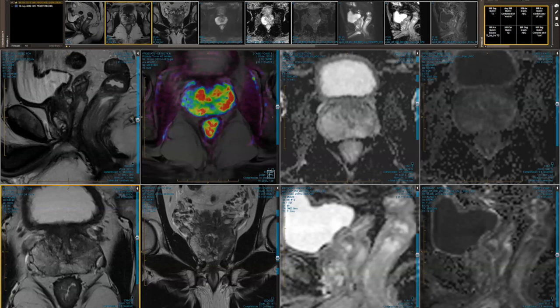Okay, so we have a Siemens Skyra. We use a body coil only, no endorectal coil. We use a sagittal, axial and coronal T2 image. And we also use an axial and a sagittal diffusion imaging with a calculated B value of 1400.